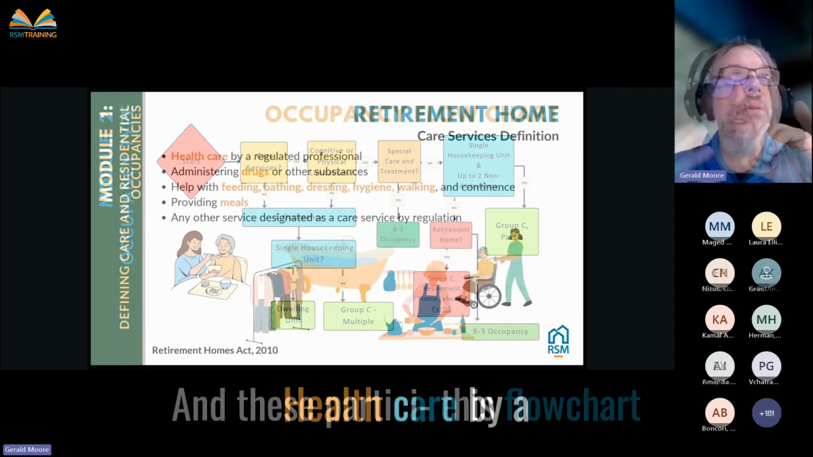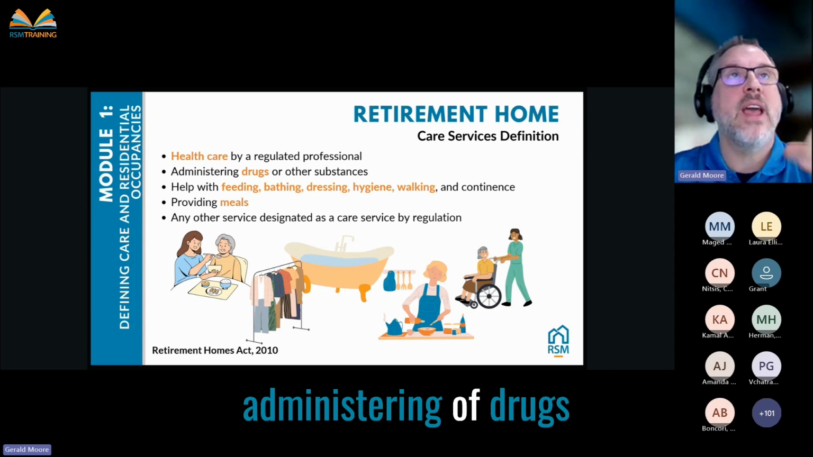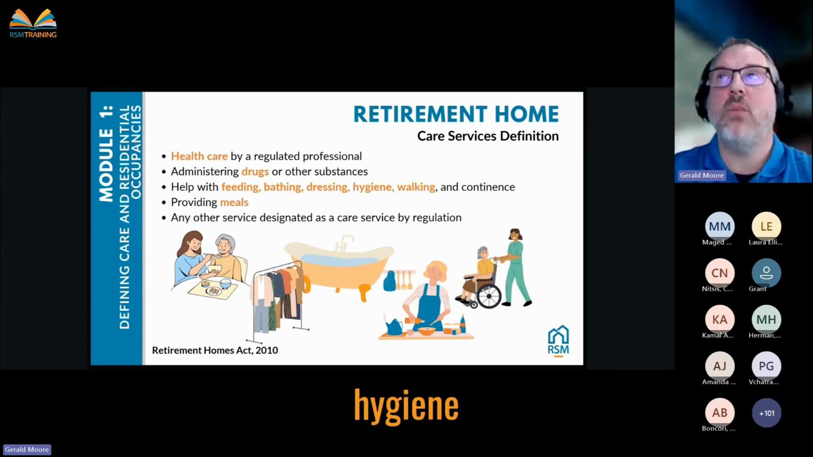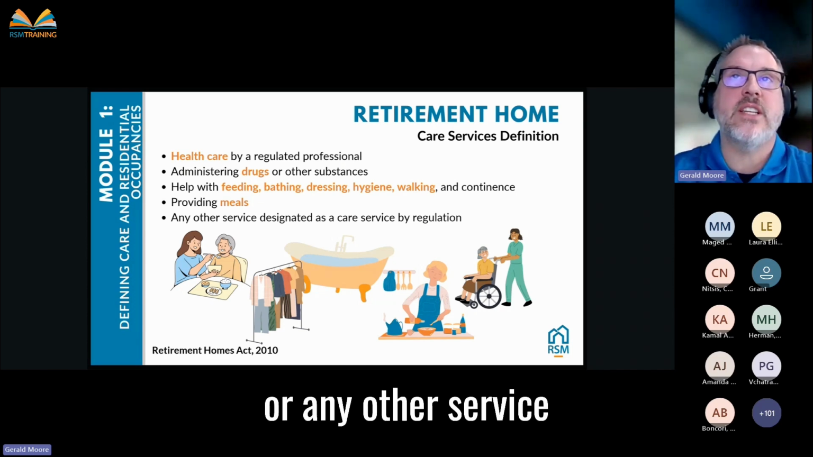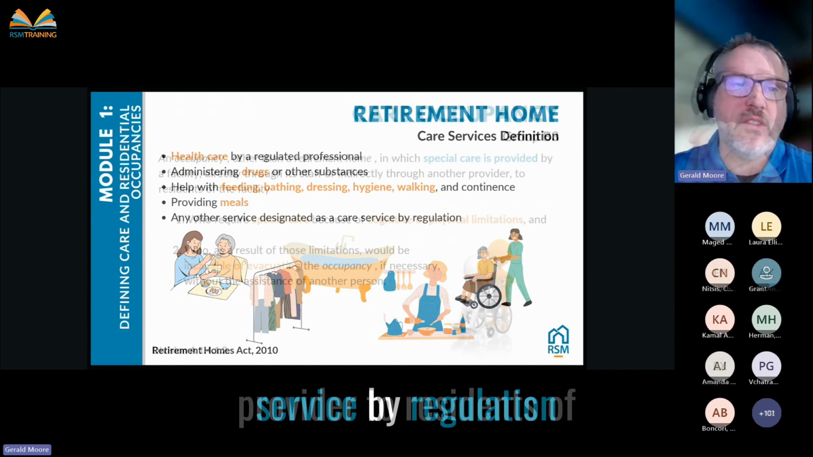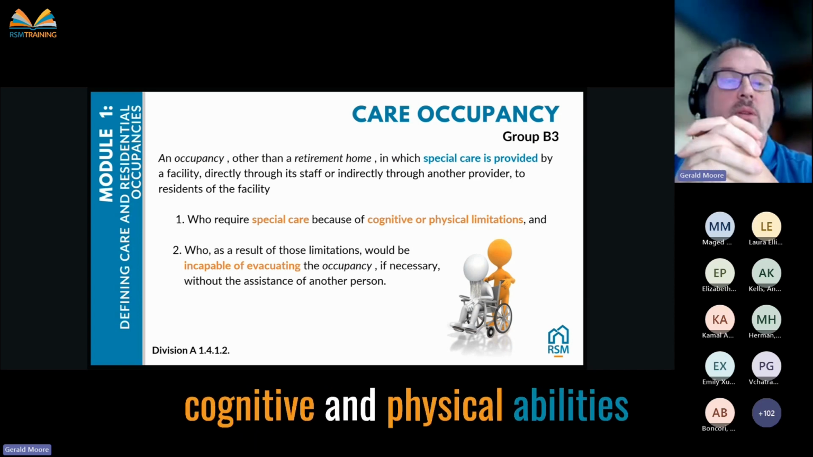Right. And these healthcare by a regulated professional. So that's one, administering of drugs, help with feeding, bathing, dressing, hygiene, walking, or continence, providing meals, or any other service designated as a care service by regulation. Facility who require special care because of cognitive and physical abilities.